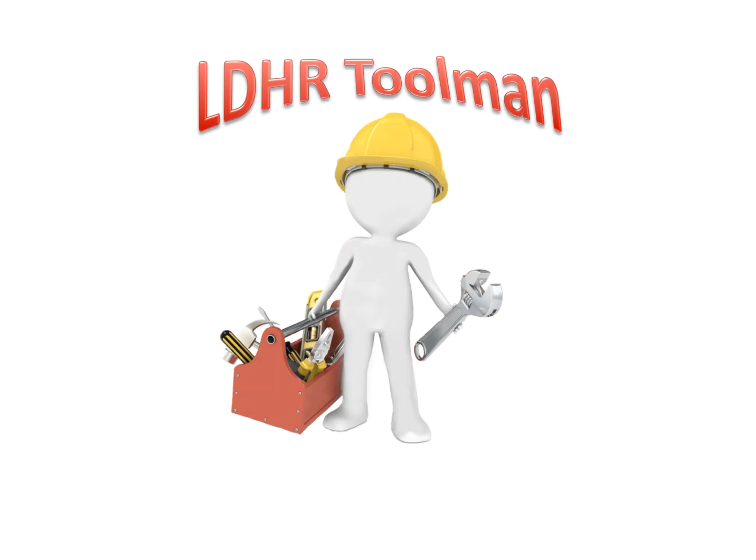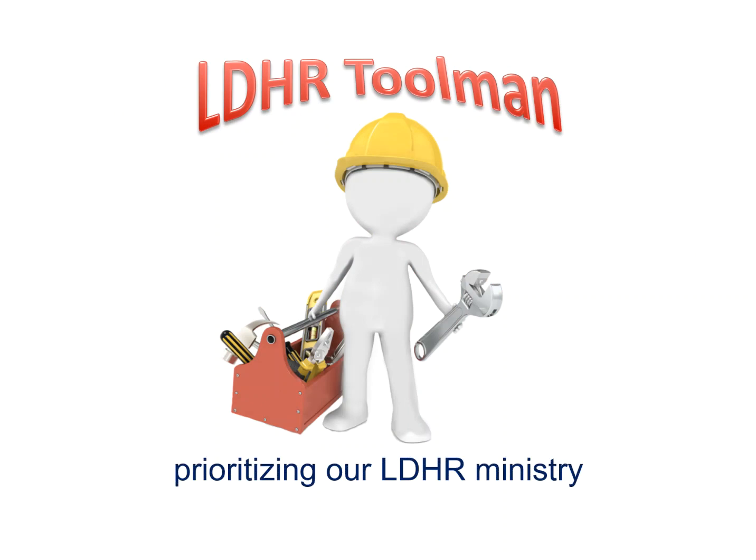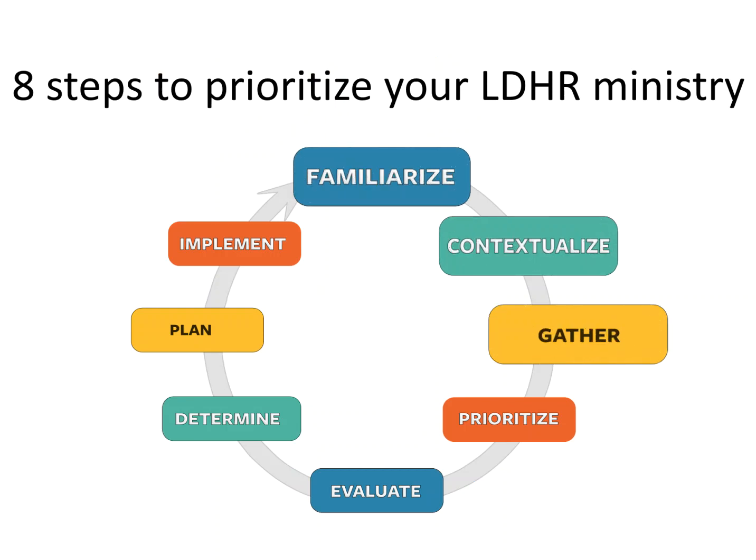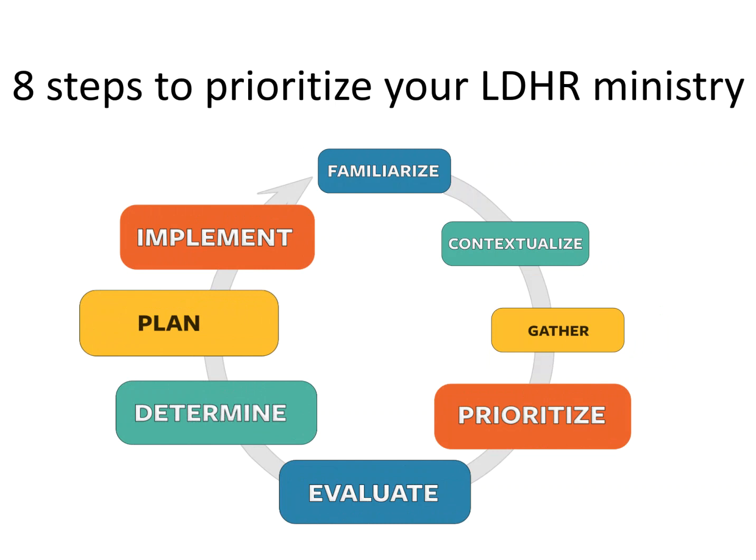You know, we're in the midst of a video series on prioritizing our LDHR ministry, and we've been considering an 8-step process to help us do just that. In the first few steps, a good foundation is laid for the process, and you gather together a group of stakeholders. But it's usually for the later steps that people are crying out for help the most. What exactly do we do once we've gathered the key people together?